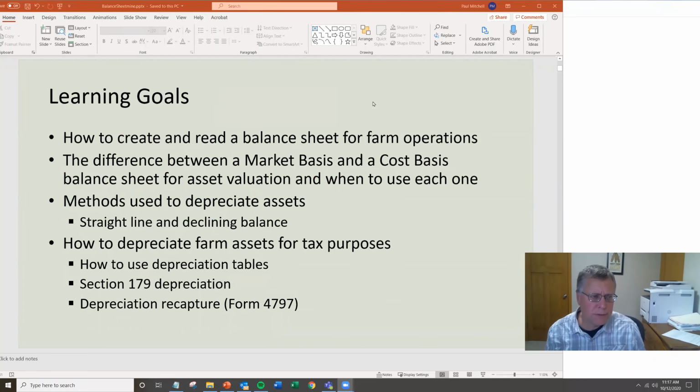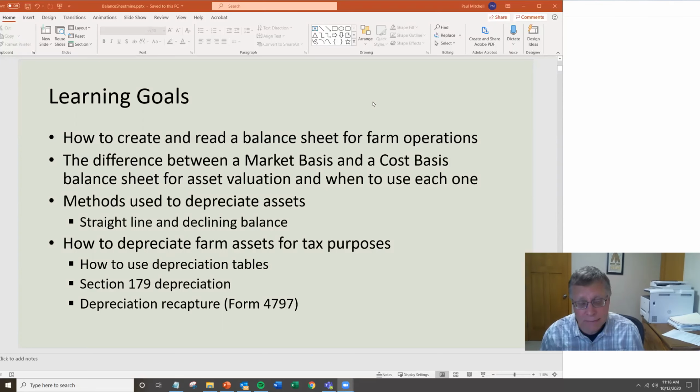The learning goals for this section are to first off just learn how to create or develop a balance sheet and read one. It's sort of a life skill, from some people's perspectives, to be able to read a balance sheet. We're going to focus in on farm operations. And then the next learning goal will be to understand the difference between a market basis and a cost basis balance sheet for asset valuations, and when to use which one and how. First off, just how they work, and then we'll get to when to use each type.